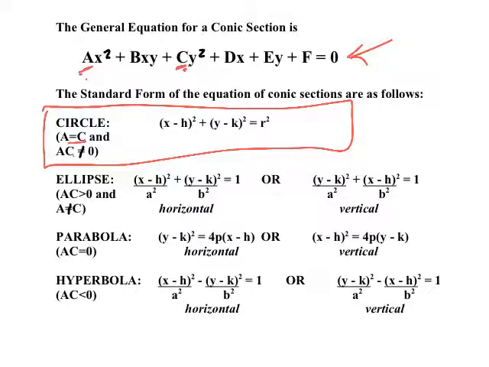And the product can't be 0, so they have to both exist. You can't just have an x squared term and not a y squared term. If that's the case, then you're going to be down at the parabola. So these are the requirements where you can quickly look at the general equation and say, oh, it's a circle. And then we're going to talk more about the standard form of that on the next slide.